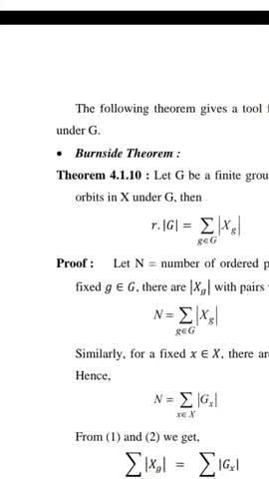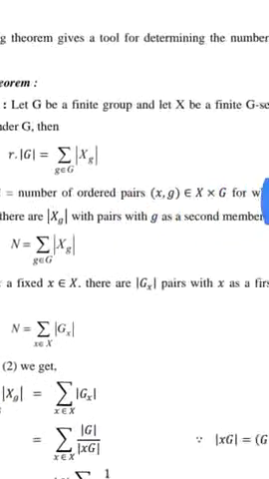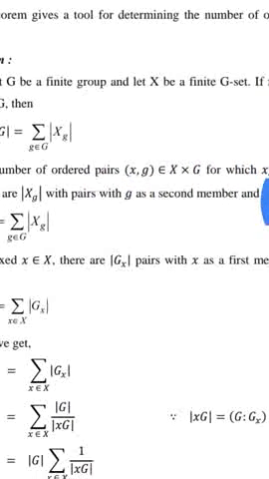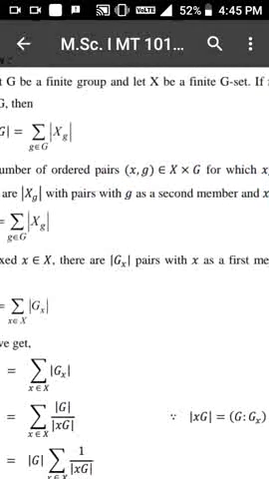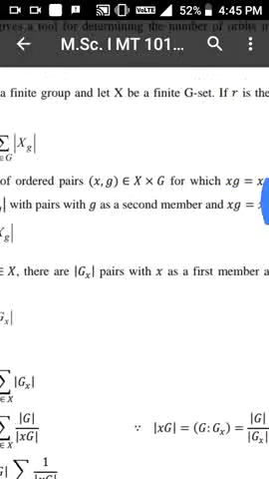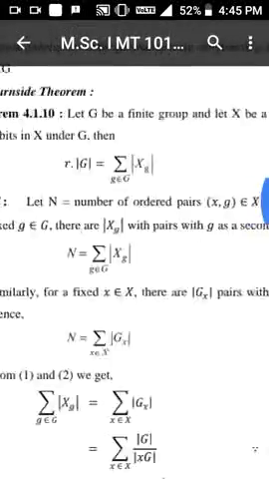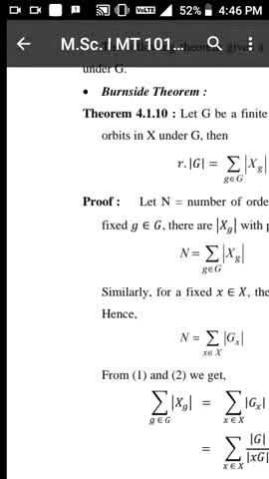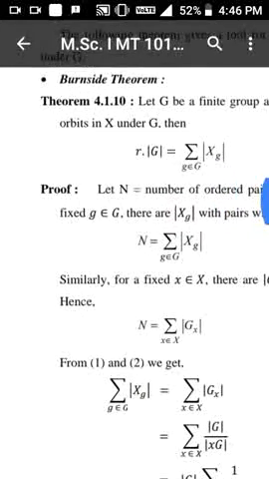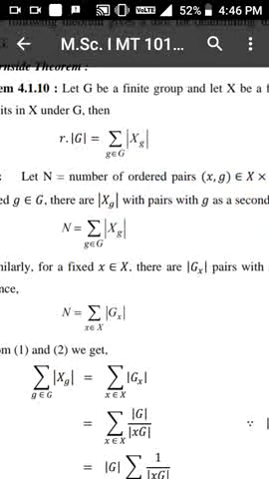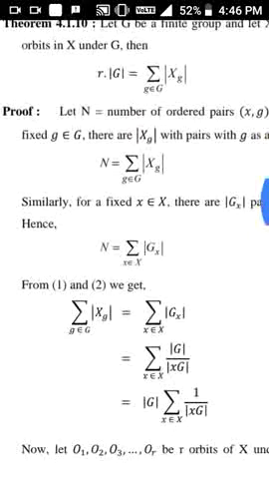Next one, Burnside's theorem. Statement of the theorem: Let G be a finite group and X be a finite G-set. If r is the number of orbits in X under G, then prove that r multiplied by |G| is equal to the summation of |X_g| for g belonging to G.